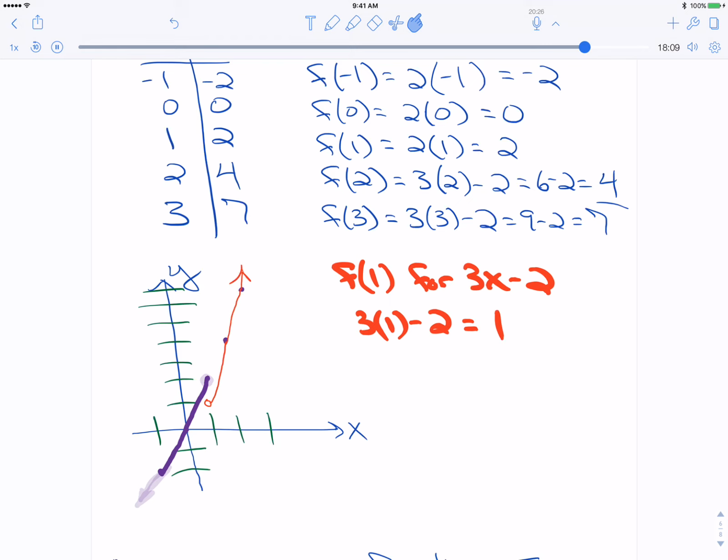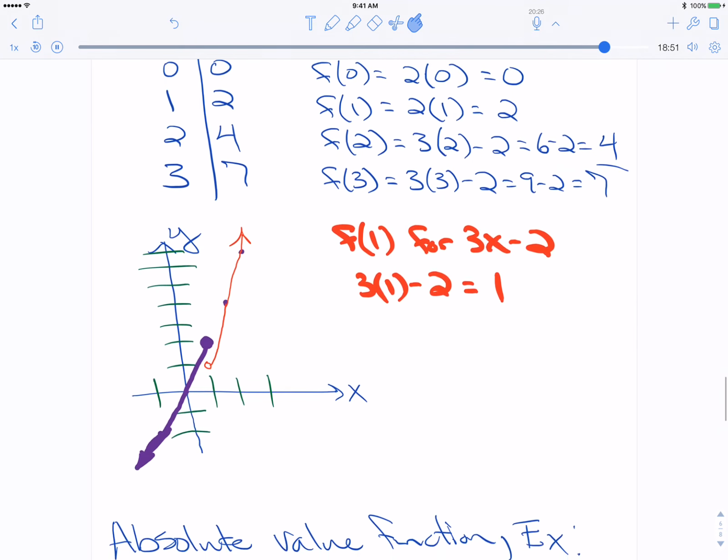So the red line continues off to the right because it's for all values of x that are greater than 1. And the purple continues off to the left along this line, for the 2x. But it ends here. It doesn't go any further than that, because it's only defined for x values that are less than or equal to 1. And I had to draw the open dot because they're not the same, and the other function is only defined for values strictly greater than 1. Okay?